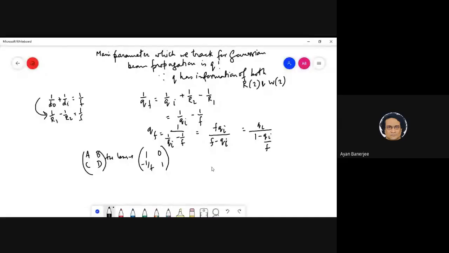So this is what we derived, right? Q_F, basically we got as Q_I by this, and what we can write is this as Q_I by minus Q_I by F plus 1. Remember, this is my ABCD matrix for the lens. So the basic law is that the final Q is given by the initial Q by this plus D.